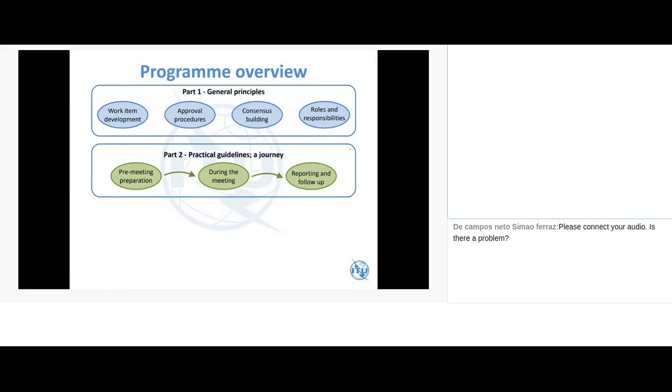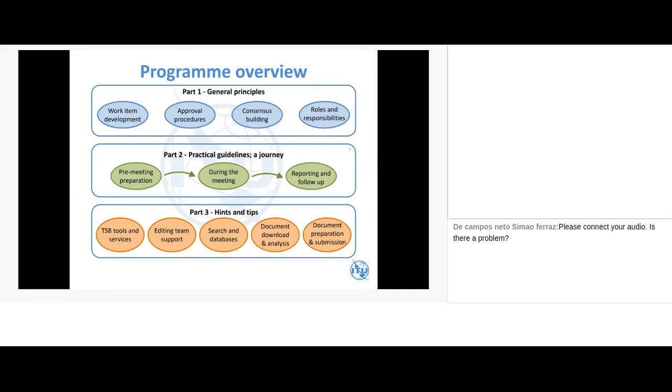Next, we'll go to a more practical level. We'll look at the pre-meeting preparation, the execution during the meeting, where we are now from Study Group 16's point of view, and then the reporting and follow-up activities. And we see that as a journey. It looks linear, it's actually circular, because the follow-up of one meeting feeds directly into the inputs for the next, as I'm sure you're aware, but this is the way we'll envisage it today.